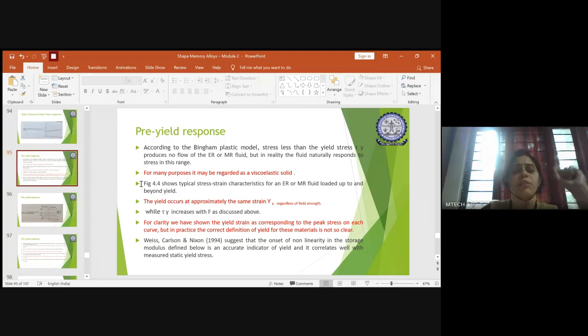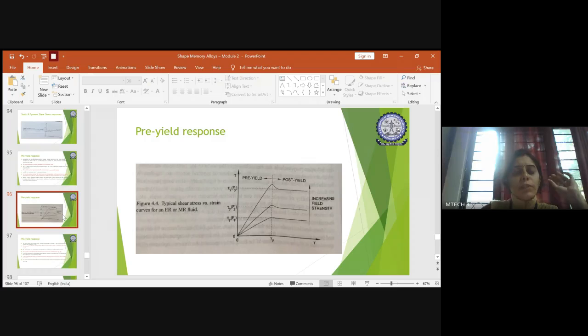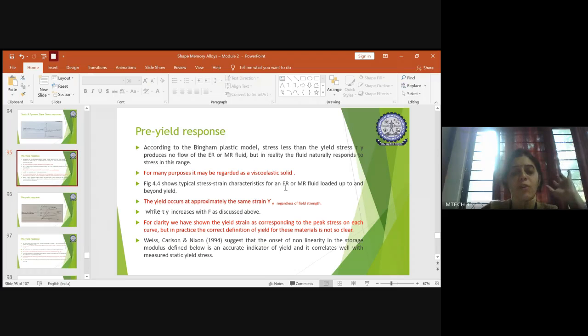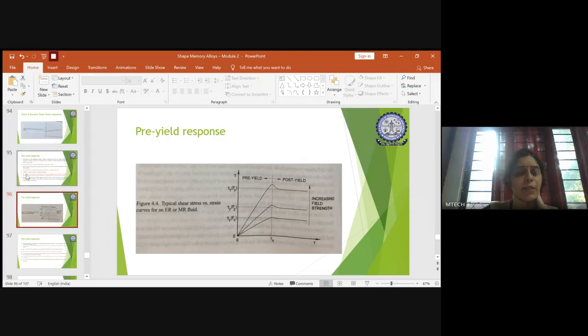The graph we have explained already. It typically shows the stress-strain characteristics along with the pre-yield as well as the post-yield for ER and MR fluid. When it is loaded, there will be an ultimate load it can bear, which could be called the yield point until which it can bear. You have to identify the yield point for the given ER or MR fluid. Based on that you will calculate the other values, the post-yield and pre-yield values. This graph I have explained already, the same thing has been mentioned.